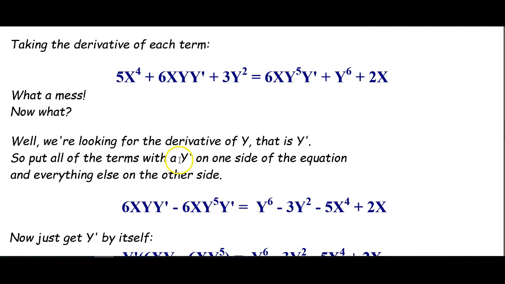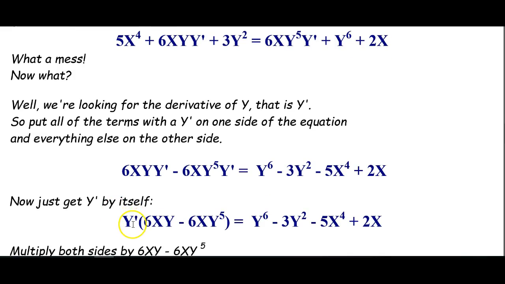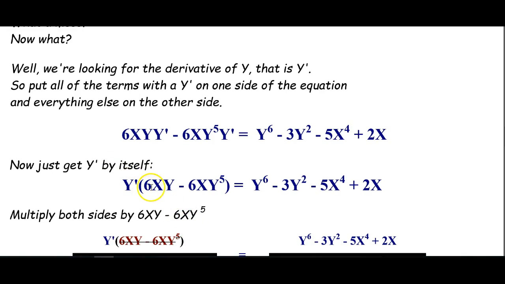So put all the terms with a y prime on one side and everything else on the other. So here we have 6xy y prime minus 6xy to the 5 y prime equals y to the 6 minus 3y squared minus 5x to the 4 plus 2x. All we have to do now is factor out the y prime, and so we get y prime times 6xy minus 6xy to the 5 is equal to y to the 6 minus 3y squared minus 5x to the 4 plus 2x.